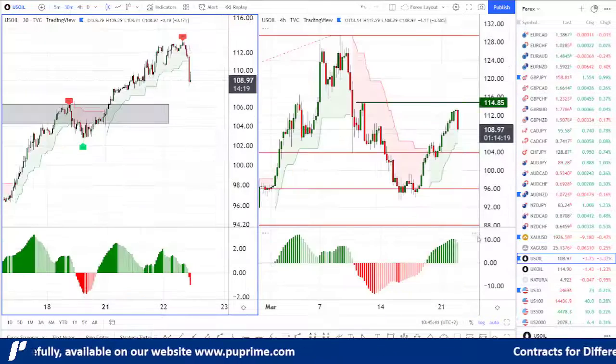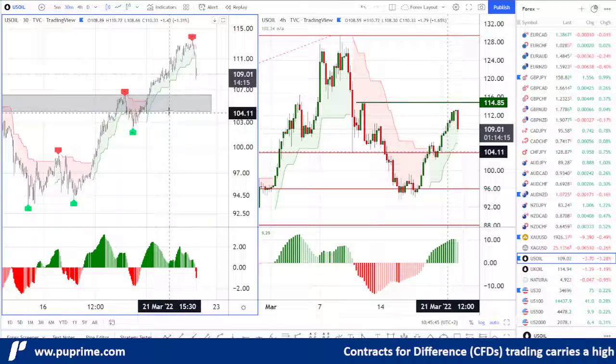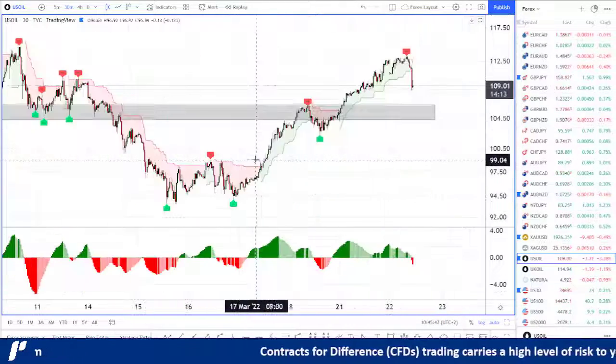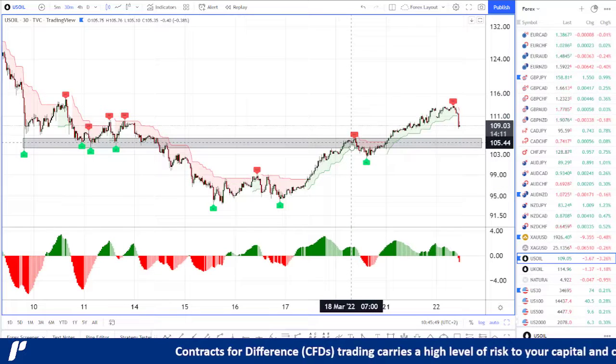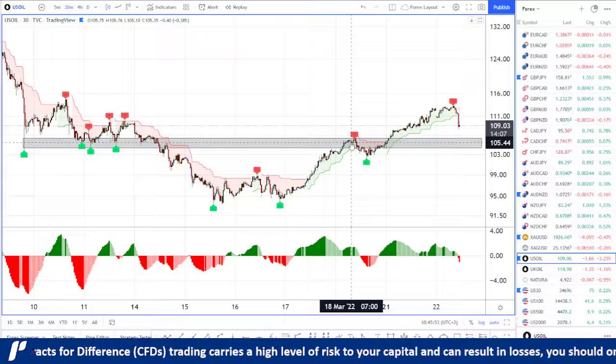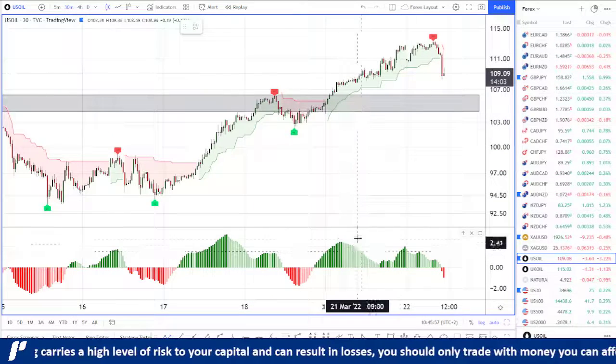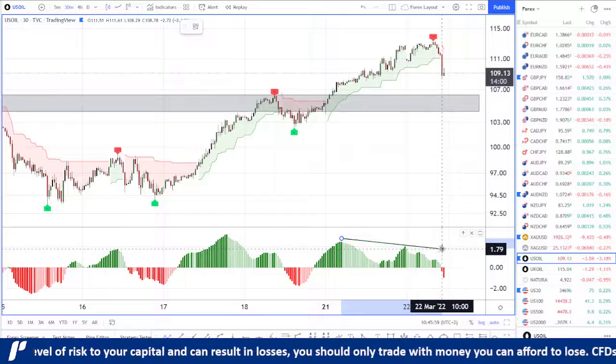Going on to the US crude oil, we again managed to break above the key resistance that we mentioned during our previous videos, which was around 105.44. However, after the breakout, we basically had this bearish momentum. We are having this bearish divergence.